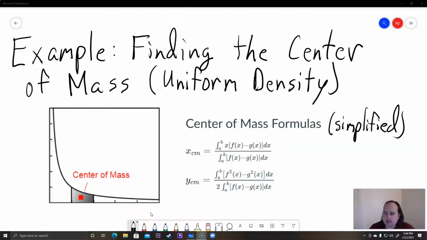Hey students, this is a video. It's an example on finding the center of mass of a thin plate of uniform density.